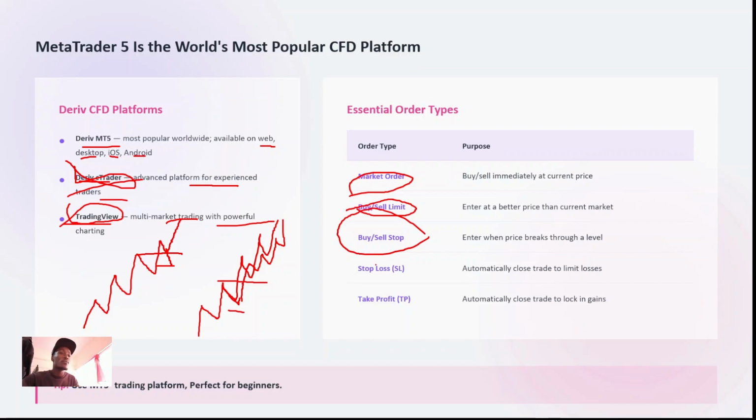Now you also have these two orders: your stop loss and your take profit. These are the ones that I have showed you. They are for protecting your capital. So you can set them once you put in your position.